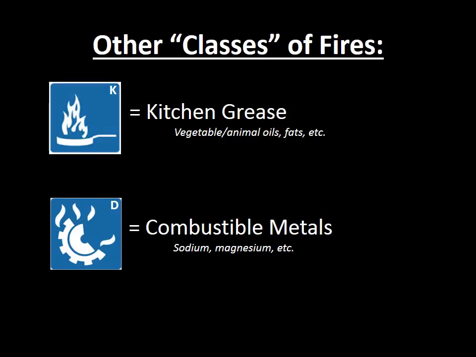K classes are from kitchen greases, including vegetable and animal oils and other sorts of fats. Class D are pretty irrelevant in recreation and leisure things because they are from combustible metals such as sodium and magnesium, which are only found in industrial environments.